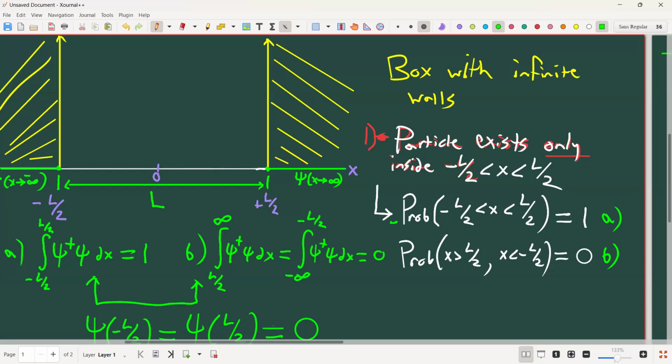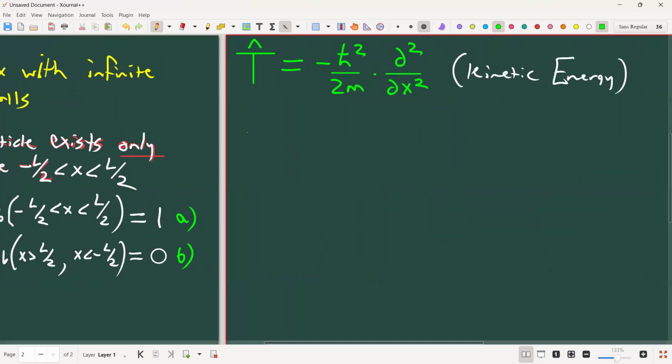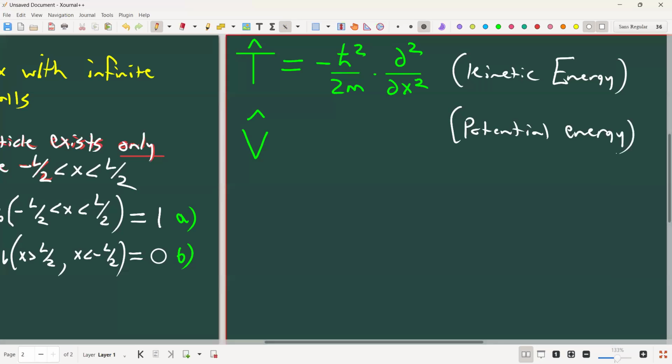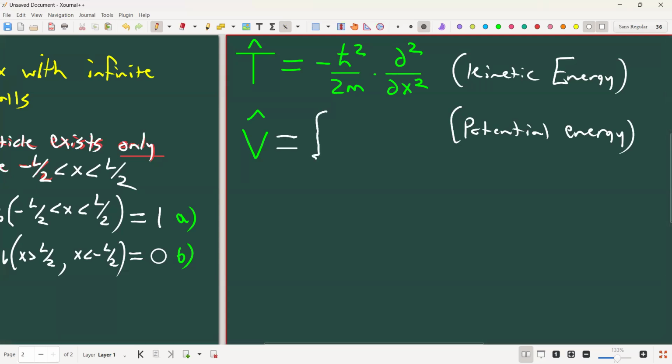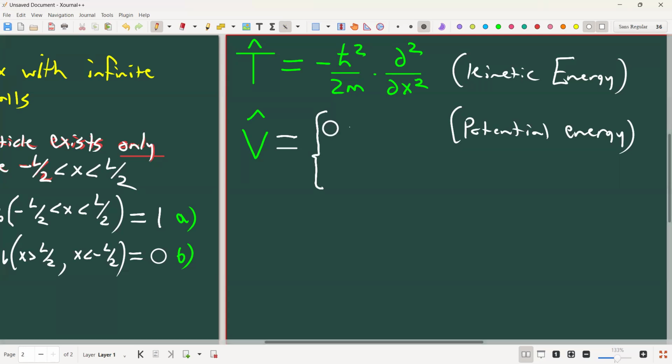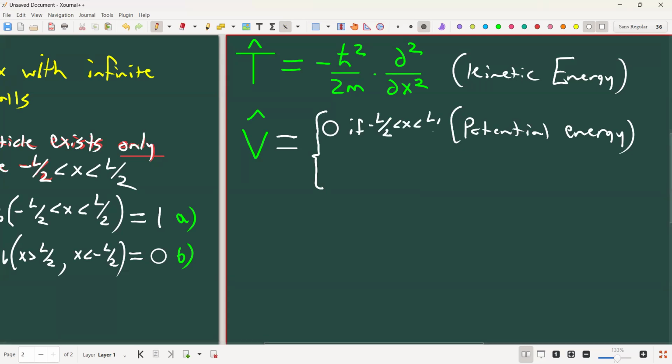Okay, so the way that we're going to represent this box is by defining a potential energy operator, which is just a function of the coordinates. If the particle is at position x, the potential energy at that point is V of x. And so for this problem, the potential energy is just a simple function. It's got two values. It's 0 if x is between the walls of the box, and infinite otherwise.